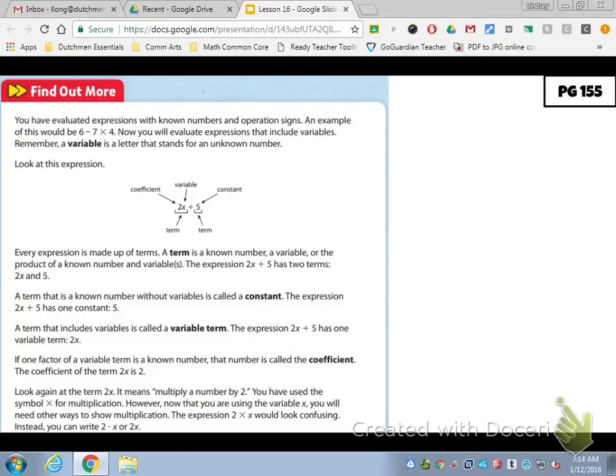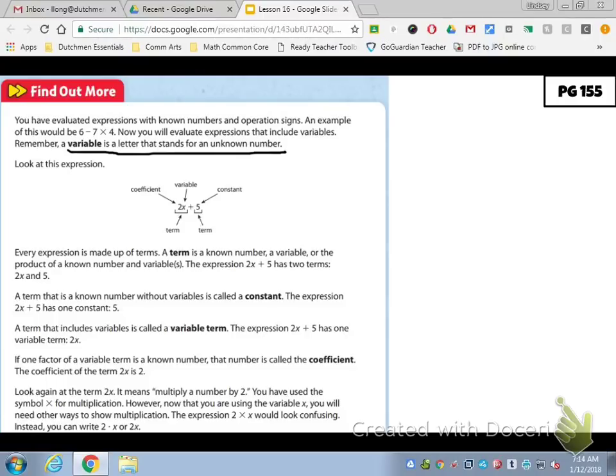Alright, so let's find out some more. It says you have evaluated expressions with known numbers and operation signs. An example of this would be 6 minus 7 times 4. So that's what we were working on this week. Now you evaluate expressions that include variables. Remember, a variable is a letter that stands for an unknown number. Okay, you guys worked on vocab yesterday, so these should be familiar. So let's look at this expression. We had 2x plus 5.